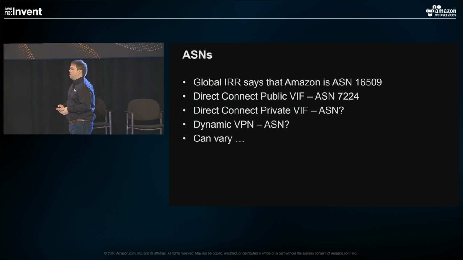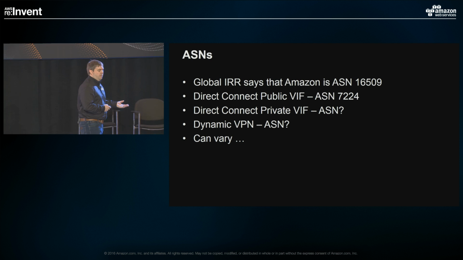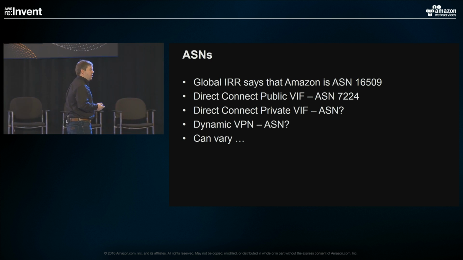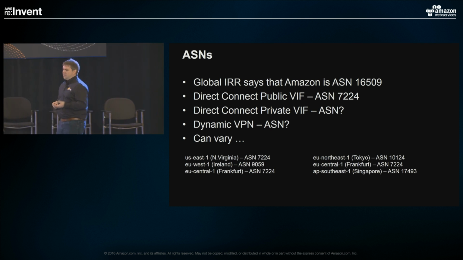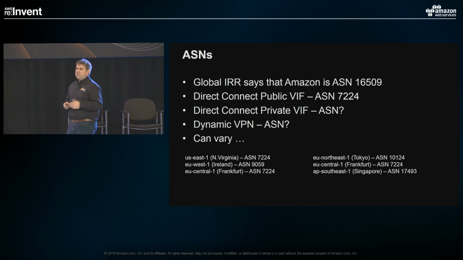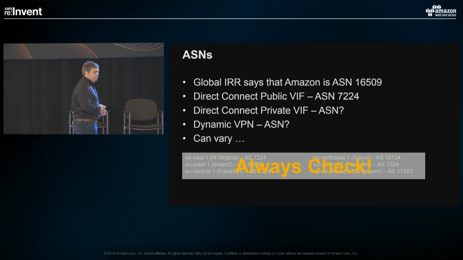What about when you create a private virtual interface? What's the AS number that we use on the Amazon end of a private virtual interface or on a dynamic VPN? And the point here is that it can vary. So please don't make any assumptions about what the AS number is going to be. As an example, here's some of our regions just specifying what the AS numbers are. So always download the configuration.